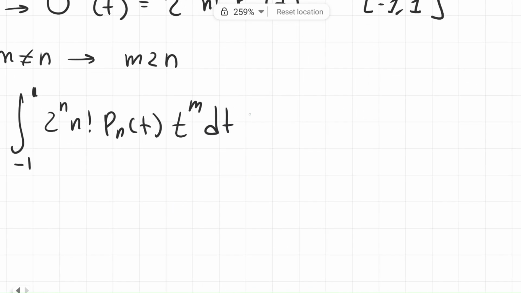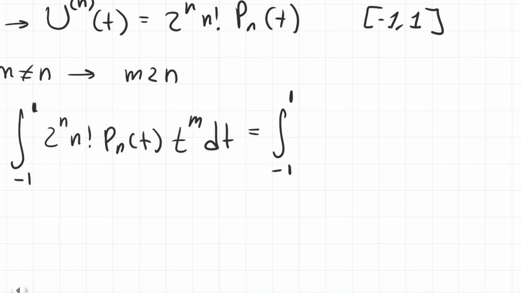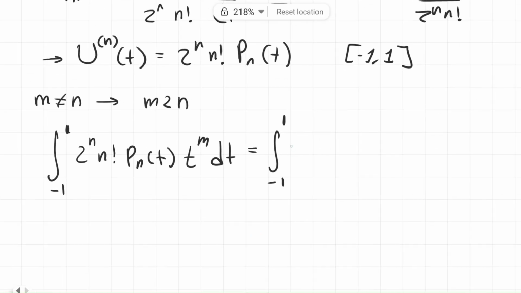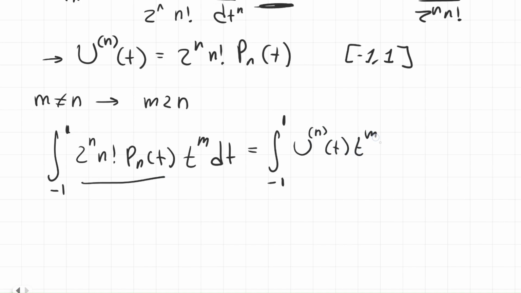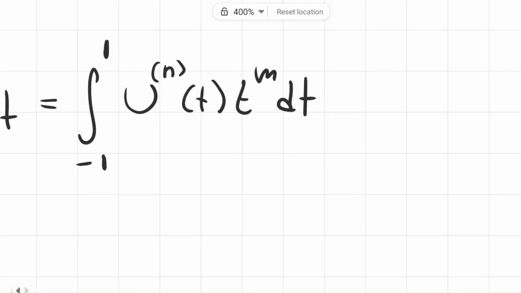Perfect. So this is going to be equal to the integral from -1 to 1, and recall that this is the definition interval of the orthogonality property, of course. And then here we can say that this is equal to u to the n of t, and then t to the m dt. Perfect. So this is leading us to integrate by parts, right? Because if we consider this as u and then this as dv, we'll see that if we integrate by parts m times, then this t to the m is going to disappear.